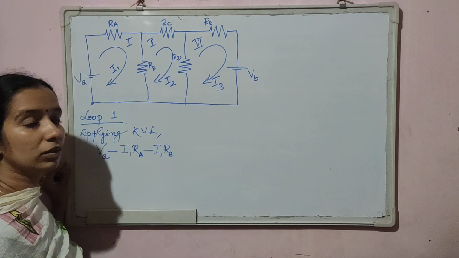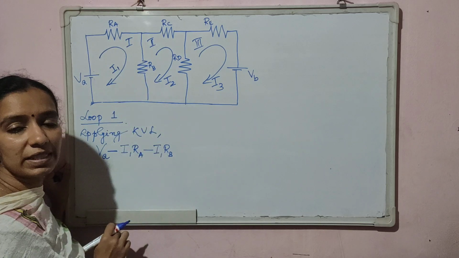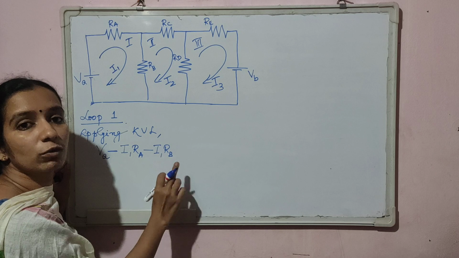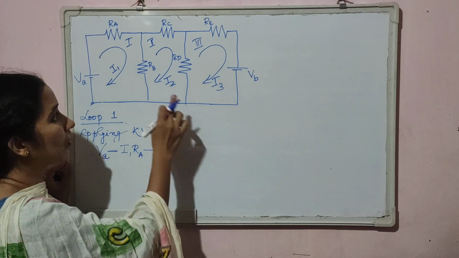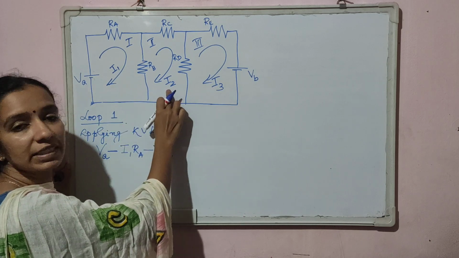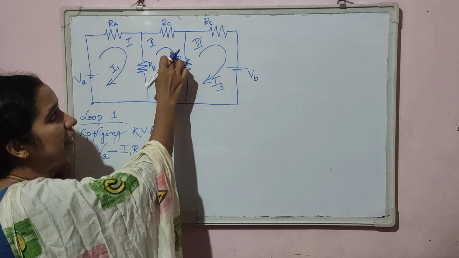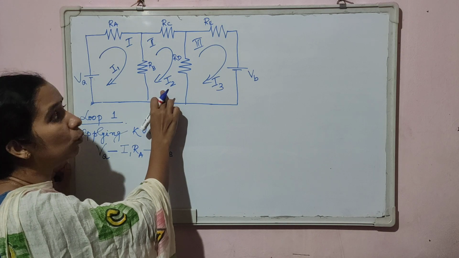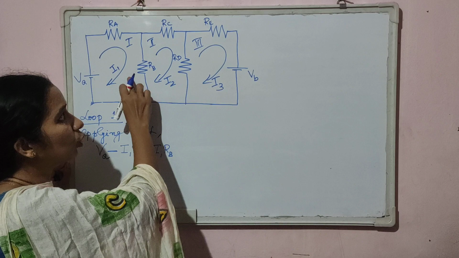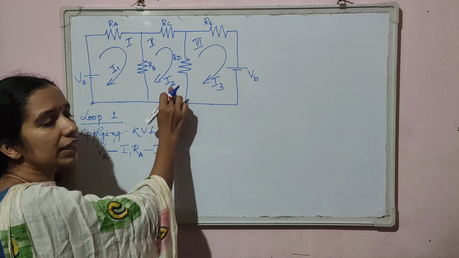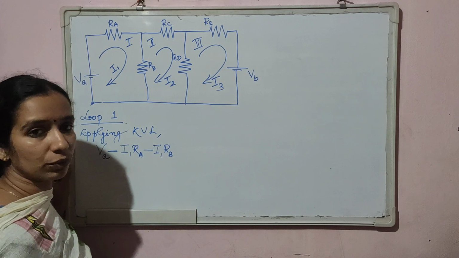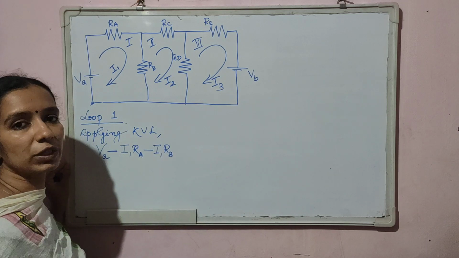Okay. So we have considered all the components, but we haven't yet written all the voltage drops, because this resistor RB is common to loop 1 and loop 2. So current I2, current of loop 2, that is I2, is also flowing through RB. So there is a voltage drop in RB due to this current I2 also. So we have to consider that voltage drop also while writing the KVL equation.